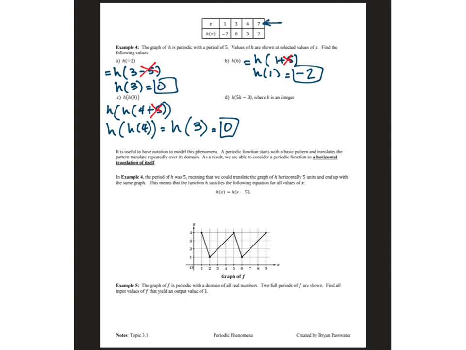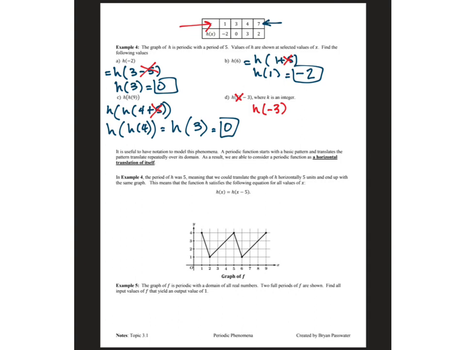Okay, how about this one? H of 5k minus 3, where k is an integer. K could be 2. Here's the deal. If you get rid of the 5k, we've been throwing that piece out, saying this is going to equal H of negative 3. And I agree with that, except on my table there's no negative 3. So how do we create the negative 3 situation? 3 minus 5.